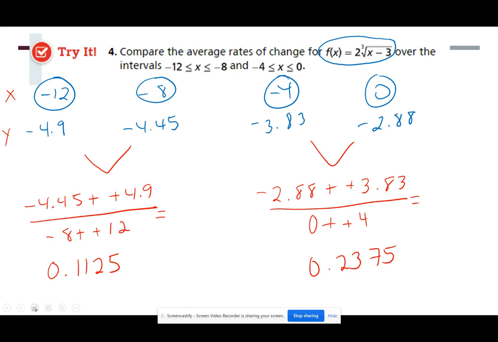So remember, when you're comparing decimals, you need to look by place value. So over here, if I look at the tenths column, I have a 1. And if I look at the tenths column over here, I have a 2. Since 2 is greater than 1, I can say that this one over here is greater. So the average rate of change is greater between negative 4 and 0 than it was between negative 12 and negative 8.